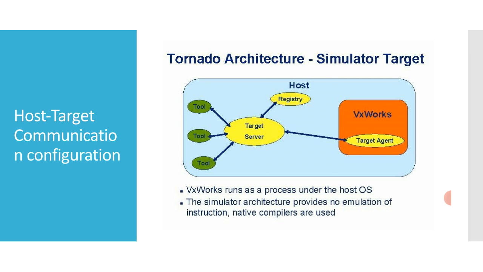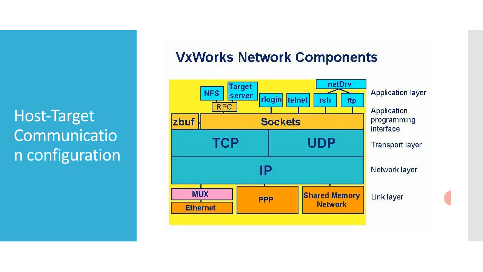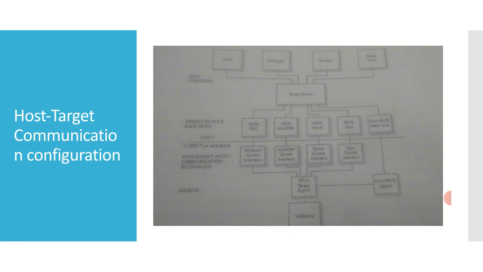Before that, this is what we already discussed, right? A registry, target server, tools, and target agent. Host target communication: this is how the network components are associated in VxWorks. But we are interested in host target communication configuration, right? This is how the configuration looks.